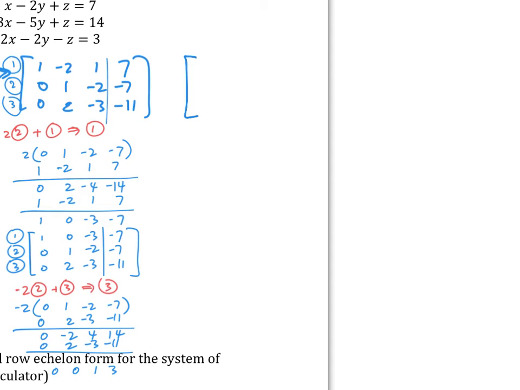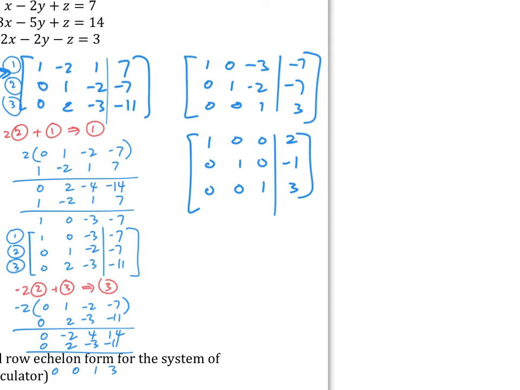All right, so let's see. First row, 1, 0, -3, -7, 0, 1, -2, -7, and then the last one is 0, 0, 1, 3. All right, go ahead and finish this problem using the same trick. The last one, you can see that this 1 is already there, so you just need to make these 2 zeros. So go ahead and try this.